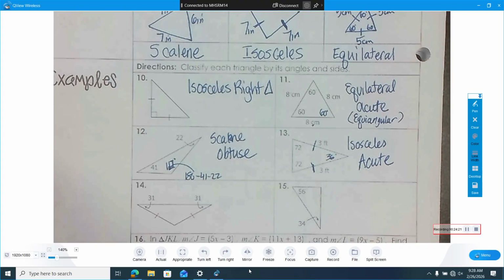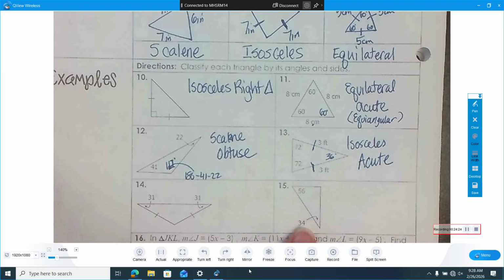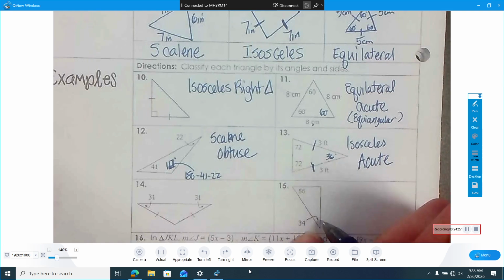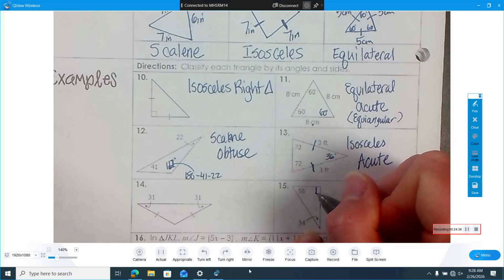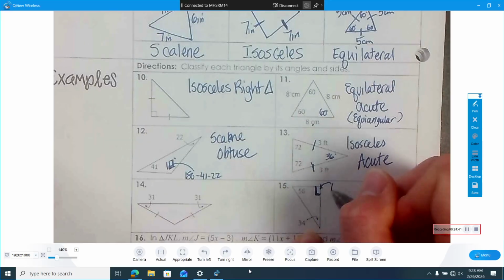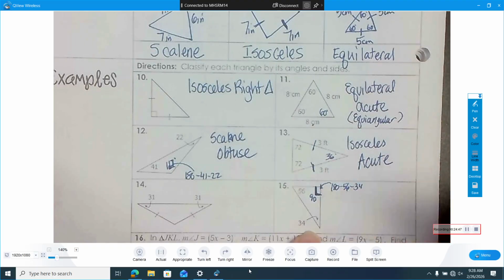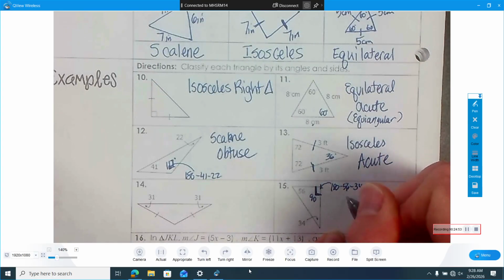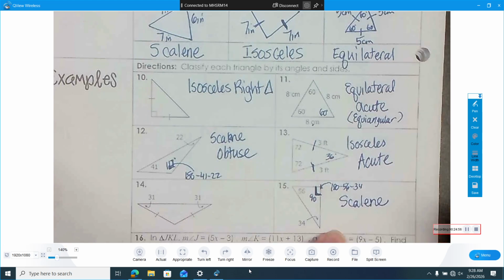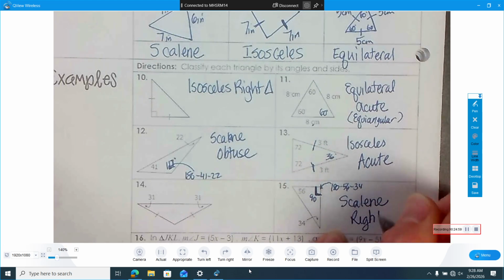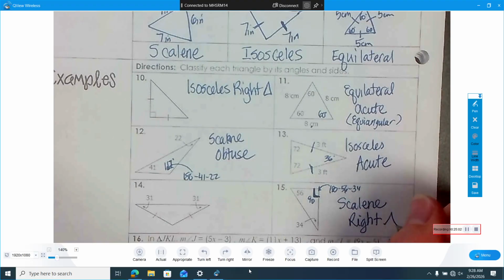And then let's do number 15. What's our third angle going to be? Is it 110? It's 90. Yeah, so it's 90 degrees. 180 minus 56 minus 34, we get a 90 degree angle. All three angles are different, which also means all three sides are different. It's going to be scalene, because it has one right angle. This is a scalene right triangle.